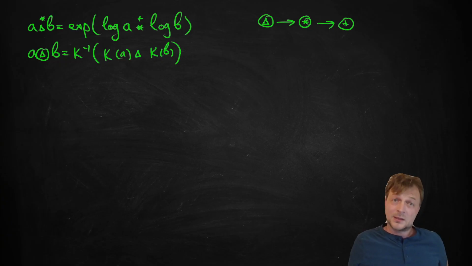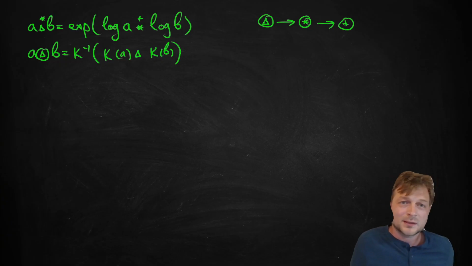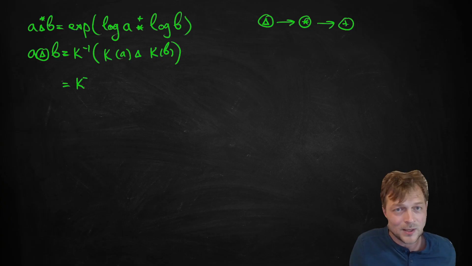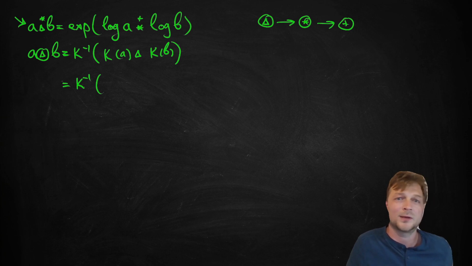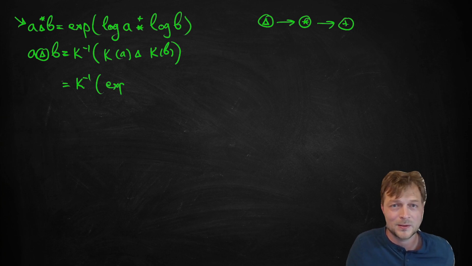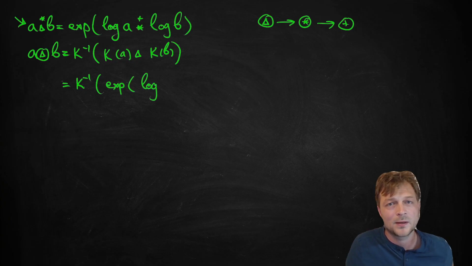And it's easy to do, so let's just continue this row. Let's write that it's equal to chi minus first. So now we replace the triangular operation like it is done here, okay? So we get exp, and then we get log K of a, and then we use multiplication now, log K of b.